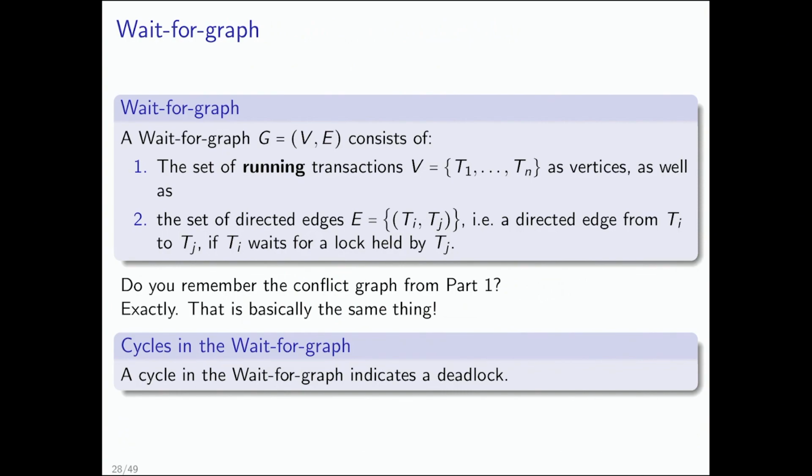What you do instead is called a wait-for graph. A wait-for graph consists of the set of running transactions, so one vertex for each transaction, as well as a set of directed edges. That is a directed edge from Ti to Tj if Ti waits for a lock held by Tj. If you remember what we talked about in part 1, it's the same thing. There's this conflict graph on the transaction level. It's the same thing we're now implementing in the database system.